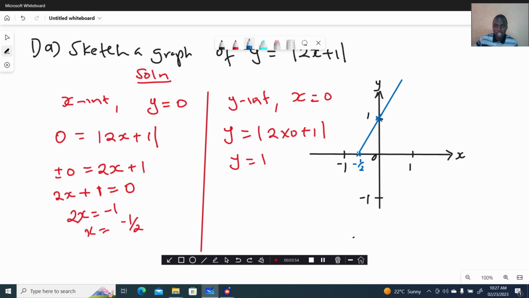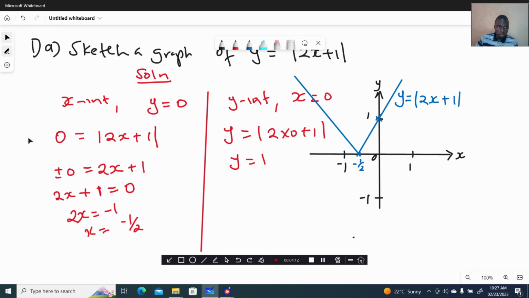For this side, the curve has to come from above like that. It depends on how you are sketching. So this one is a sketch for y equal to the modulus of 2x plus 1. So that's how we sketch that curve.